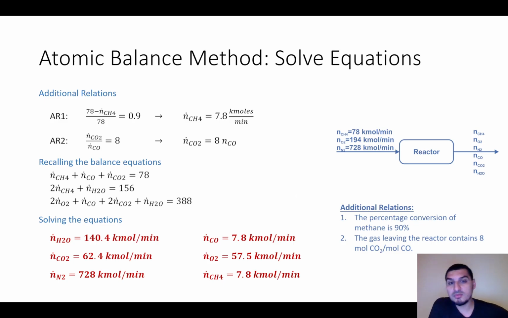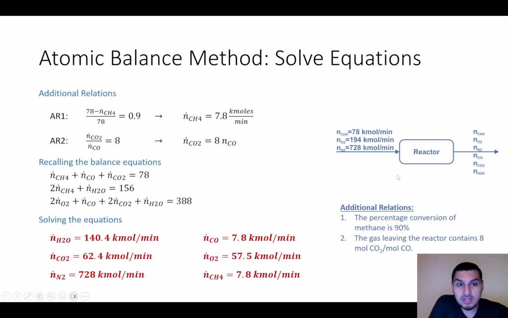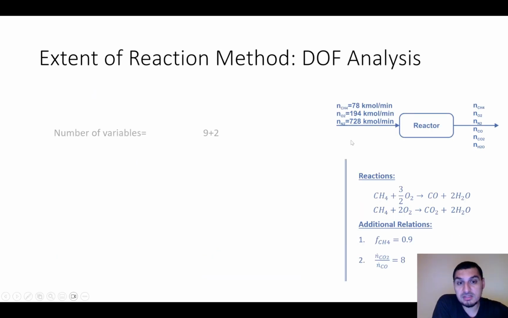For the same problem using the extent of reaction method, I put the same flow sheet, all the reactions and all the relations. If you notice here, I didn't put the reactions before because they are not of interest in the method of solving the mass balance calculations. In the case of the extent of reaction method, it's important. So this is why I put the 2 reactions here. We need to know the coefficients of each one of the components in the 2 reactions. So this is a very, very important thing.